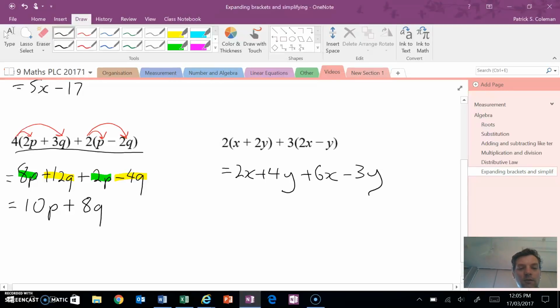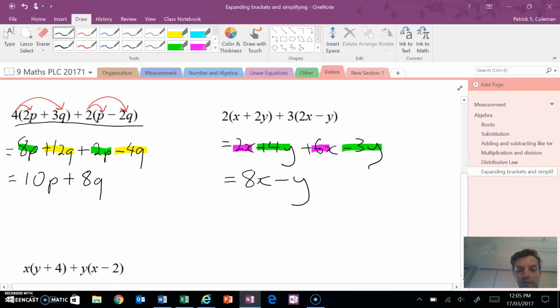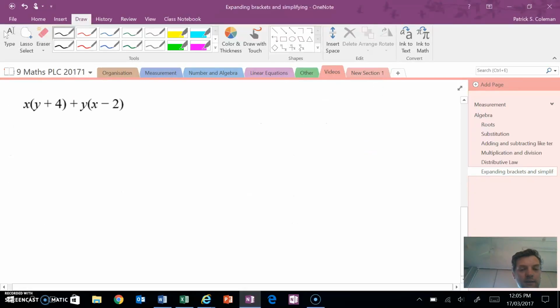If you're not sure, just go back and have a look at the other examples. So once we get to this point here though, we just again need to collect our like terms. So in this case we've got 2x and 6x, so that's 8x. And our y terms, so 4y minus 3y equals y. Pretty simple. Okay, let's have a look at just one last example.